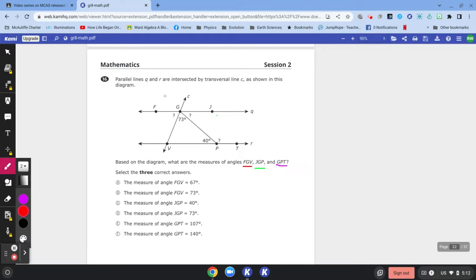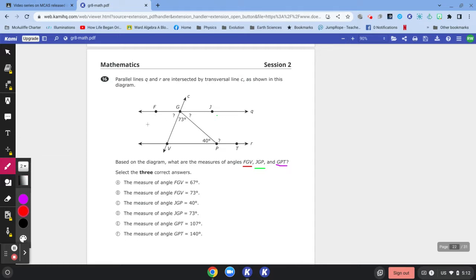We can also make note that GP forms another transversal. They haven't said that, but that is true. Now, here's the thing about transversals and parallel lines. They form groups of congruent angles.